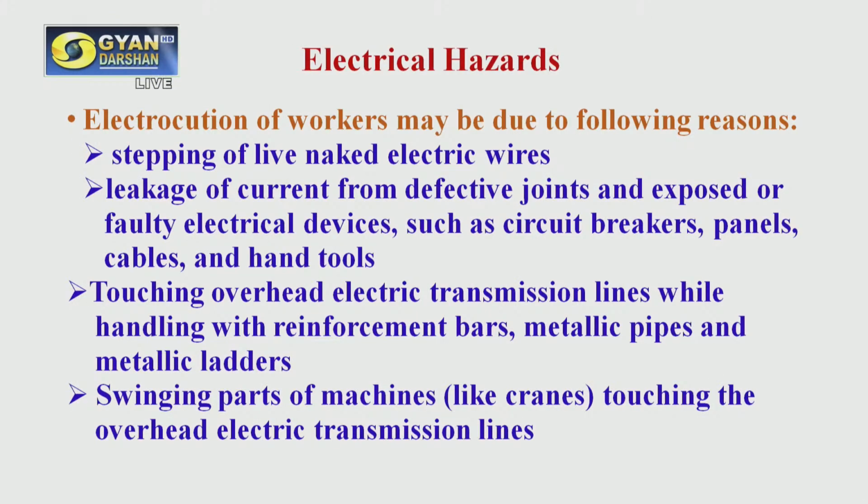Then there are swinging parts of machines. When a crane is lifting some load or material from one point, swinging it to another point and dropping it there, this swinging operation may touch the overhead naked electric lines. In such a case, the electricity will pass through the crane and may cause an accident to the crane operator and also to the persons working near the crane. So these are some of the hazards.